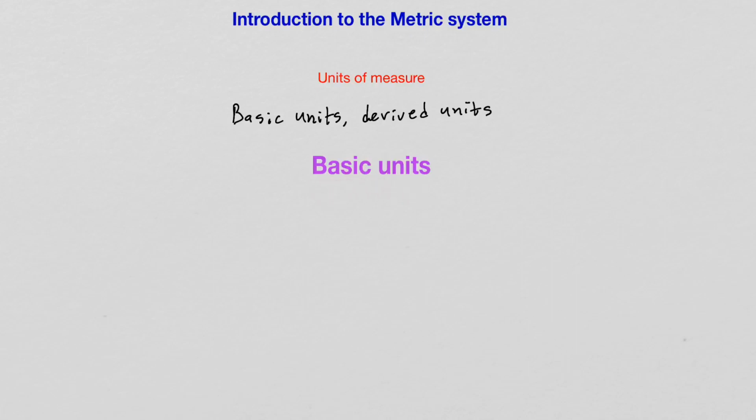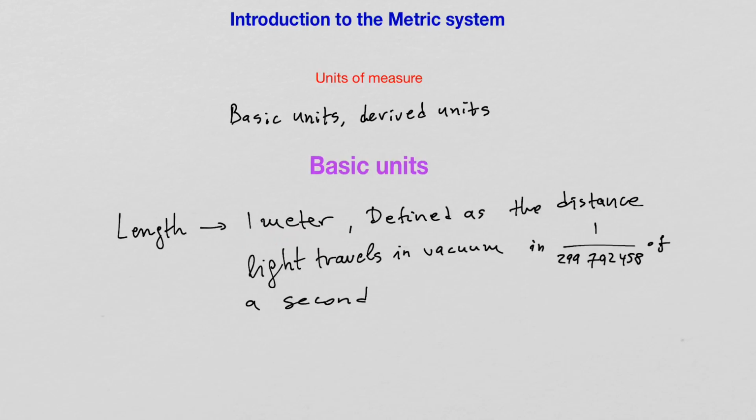Those basic units are defined by standards of measure. For example, length is a fundamental quantity, and its unit of measure is the meter, and the basic unit is 1 meter. So 1 meter is defined as the distance that light travels in vacuum in 1/299,792,458 of a second.